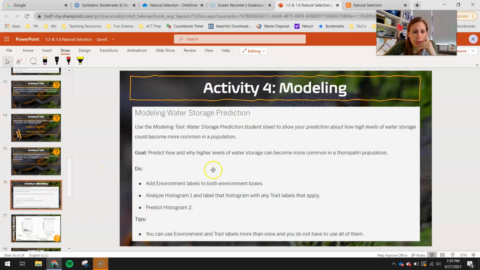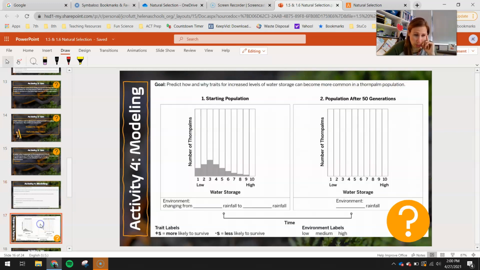What you're going to do is add environment labels to both the environment boxes. You're going to analyze histogram 1 and label it with any labels that apply, and then you're going to predict histogram 2. Here are your environment labels: low, medium, and high. Obviously, we're looking at the amount of rainfall. So the environment is changing from blank to blank rainfall. You're going to need to predict that and write either low, medium, or high in there.